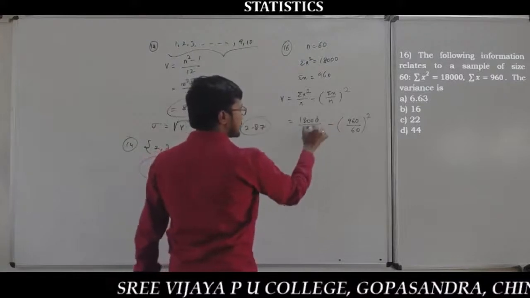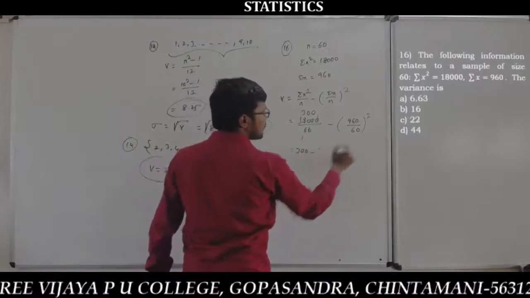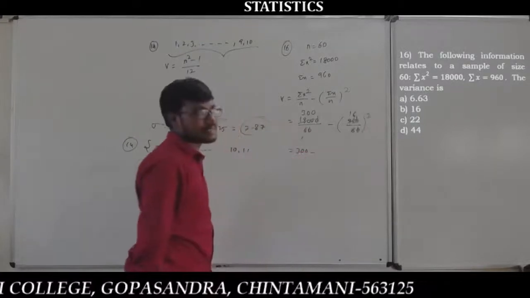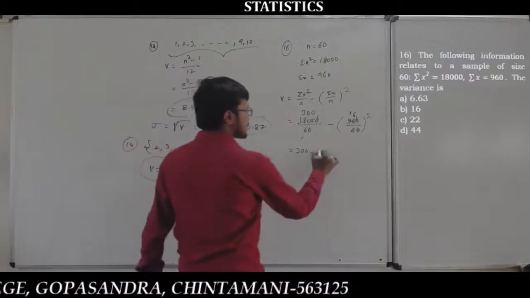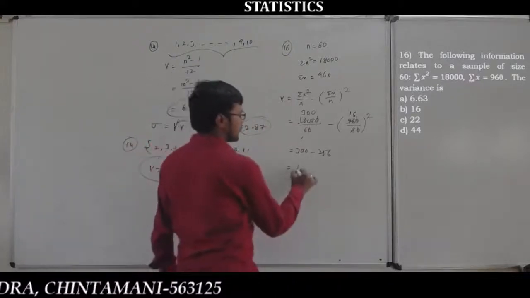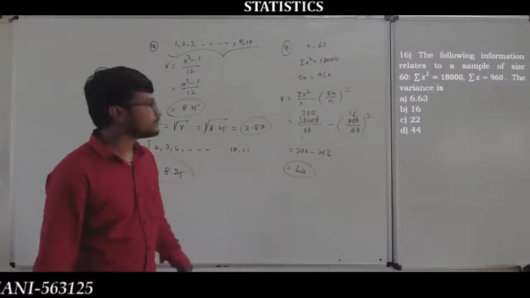The zeros get cancelled. 6 times 3 is 18, so 300. The zeros get cancelled again: 96 by 6 is 16. What is 16 square? 16 square is 256. What is 300 minus 256? It is 44. So option D.